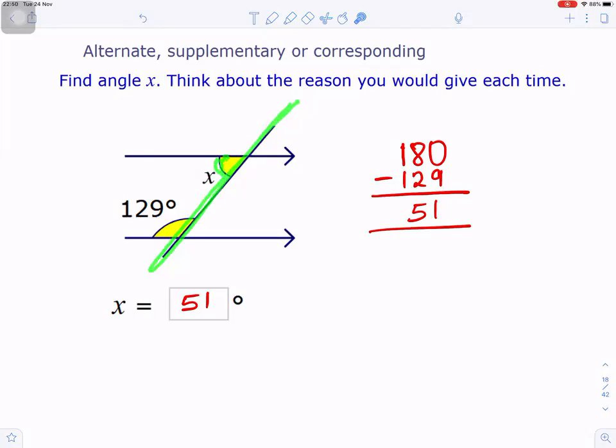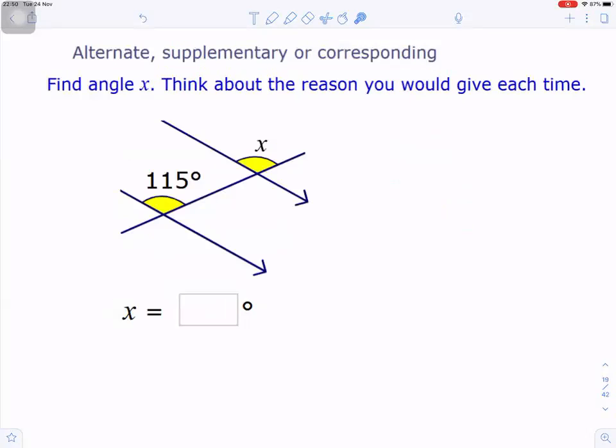So these two angles add up to 180. X plus 129 will add up to 180 degrees. So to get angle X, it is 180 minus 129, which gives you 51 degrees. This is the next one.